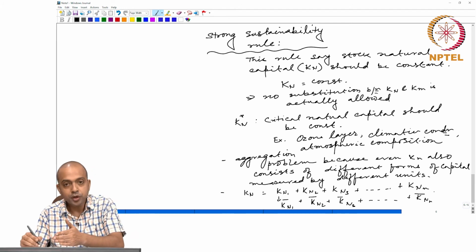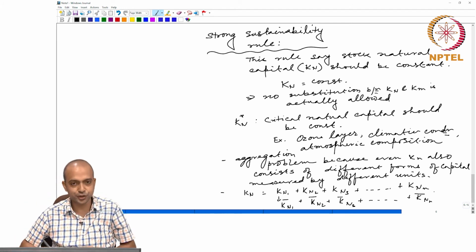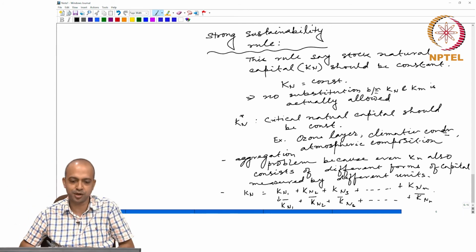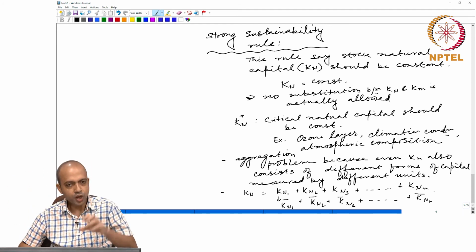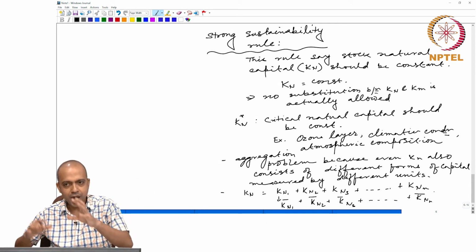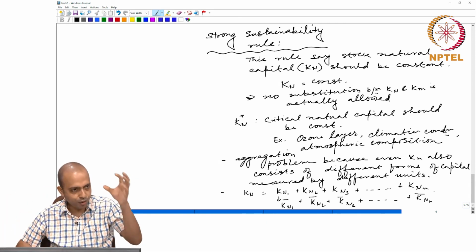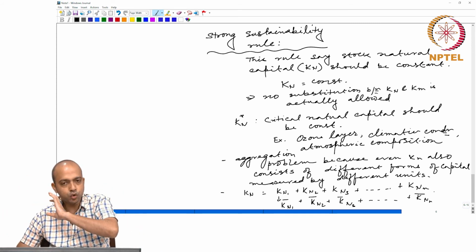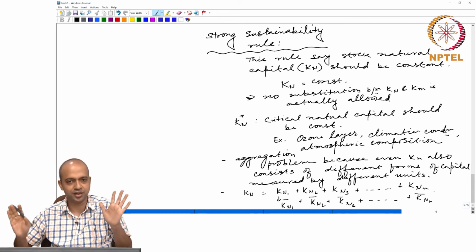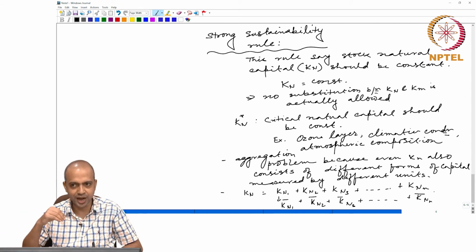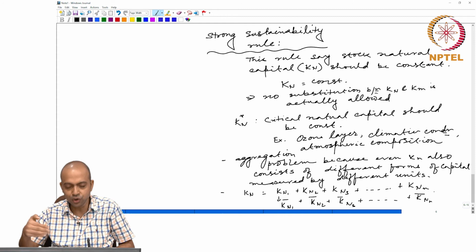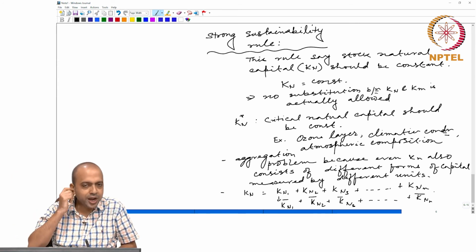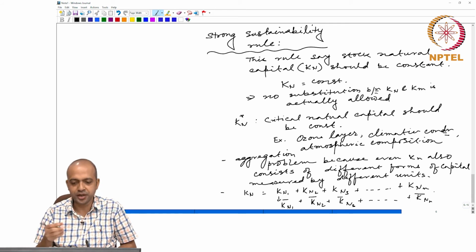So, instead of ensuring summation of k n constant, we must ensure each and every element of this natural capital must be constant. Number of wetlands should be constant, amount of forest cover should be constant, amount of oil deposits should be constant, amount of coal should be constant or non-declining. I am using these two terms, non-declining. It is good if the stock is increasing. So, non-declining and constant I am using interchangeably.